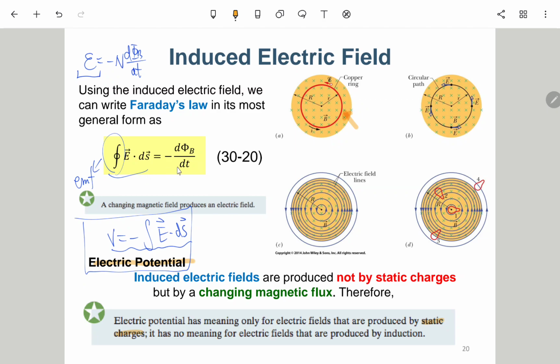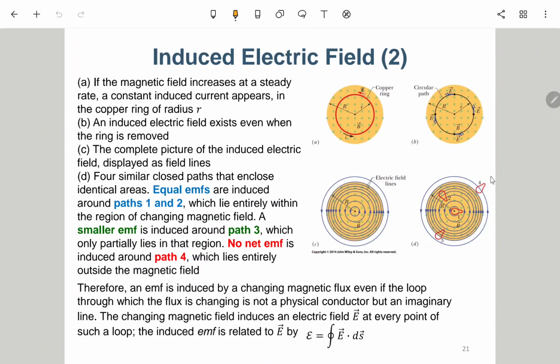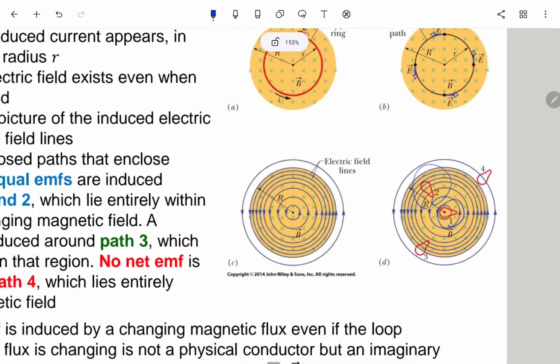On the right side, a little difference is that we have a derivative. So for example, we have paths 1, 2, 3, and 4. The figure says equal EMFs are induced around path 1 and path 2. This is path 1, and this is path 2.